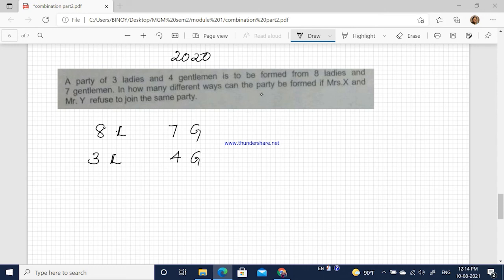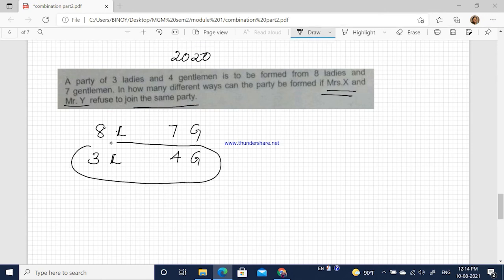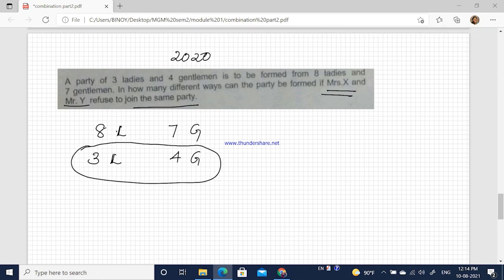And in how many different ways can a party be formed if Mrs. X and Mr. Y refuse to join the same party? So let's see what the combination is if you are selecting 3 ladies and 4 gents from 8 ladies and 7 gentlemen. That is 8C3 times 7C4. That will give you an answer.